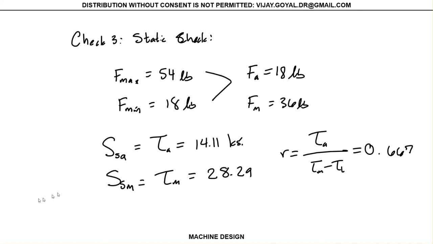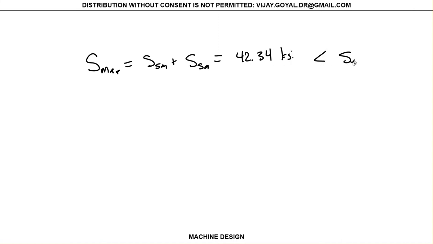Okay, then you want to make sure that this is safe, so you calculate S max, SM plus SSA. That gives you 42.34 KSI. You can see this is way below your sigma yield in shear, sigma yield, and less than 100 KSI. So it passed your static check.